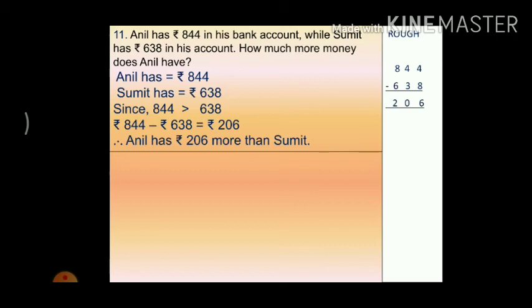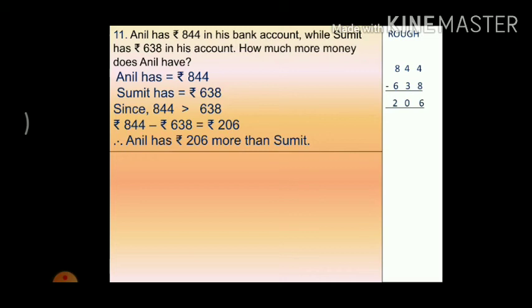So we will write therefore. I have found the symbol for therefore and I have put it over there. So that is the symbol. You can use that or you can write the spelling therefore. I find this much easier, so you can use this. Therefore, Anil has rupees 206 more than Sumit. This is quite easy. We just had to do subtraction.